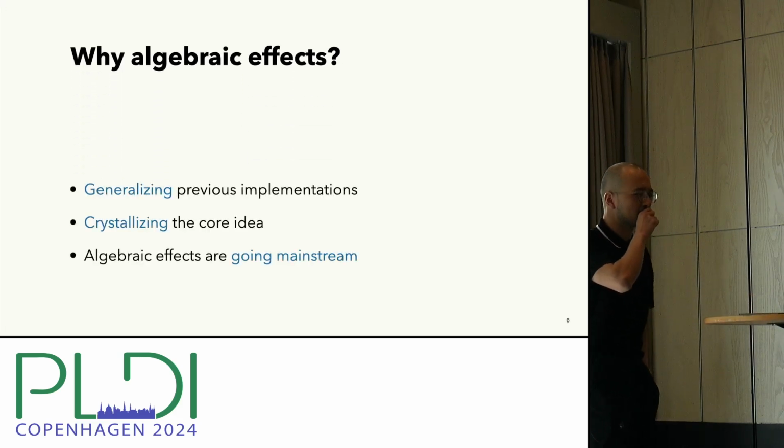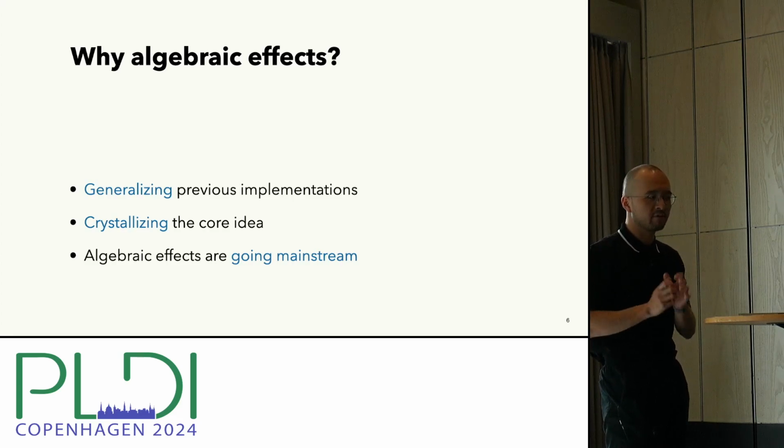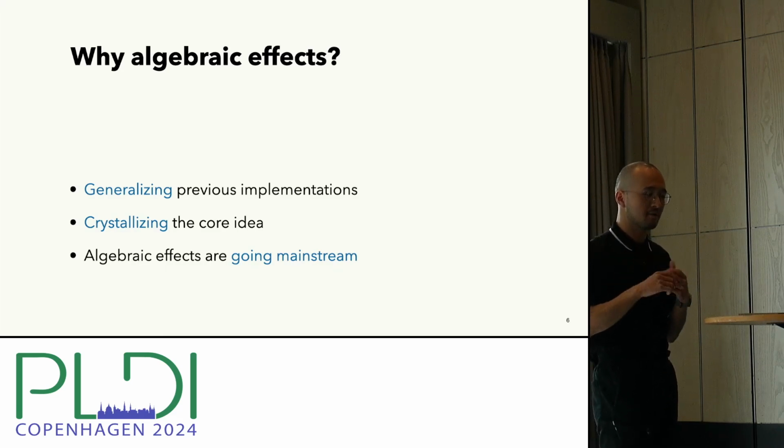I think there's three reasons why I want to do this with algebraic effects. First, I think algebraic effects generalize previous library-level choreography language implementations. So two of the previous implementations that I have experience with are HasChor, which uses freer monads as its core mechanism, and ChoRus, which is built on the idea of dependency injection.